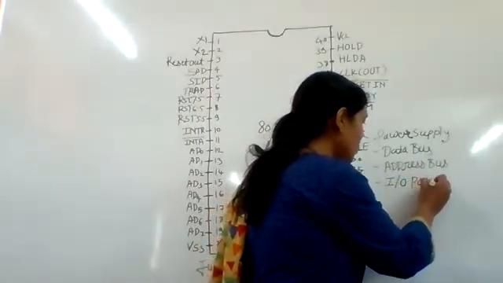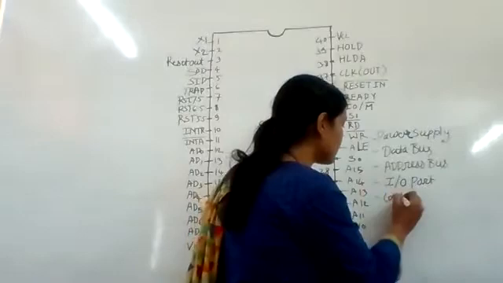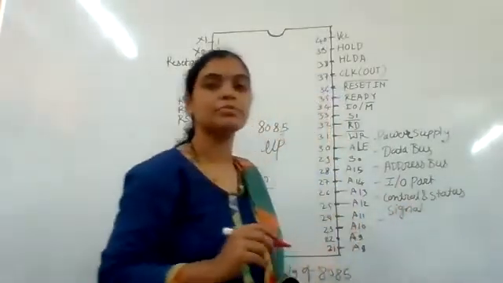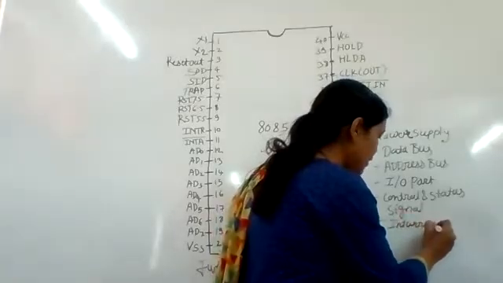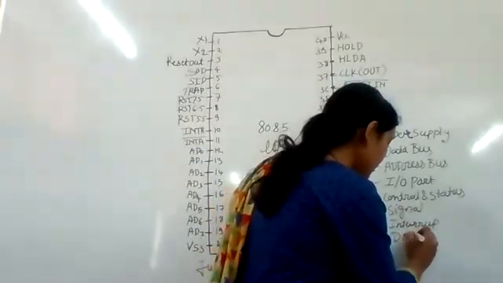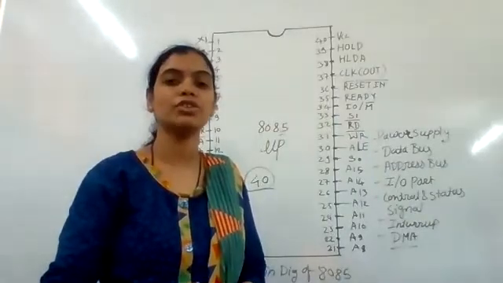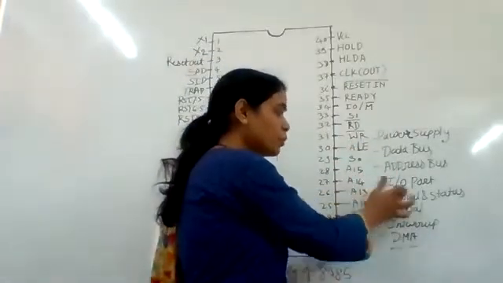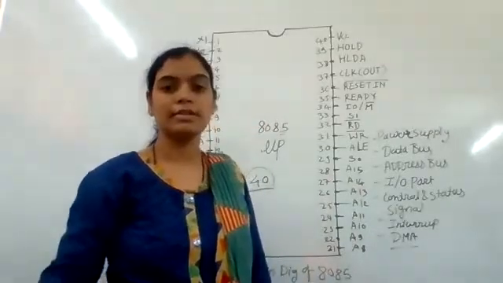Input output port, control and status signal, as well as interrupt and externally generated signal, and direct memory access, DMA. These are the categories among which the 40 pin configuration of 8085 is divided: power supply, data bus, address bus, input output port, control and status signal, interrupt line, and DMA, direct memory access.